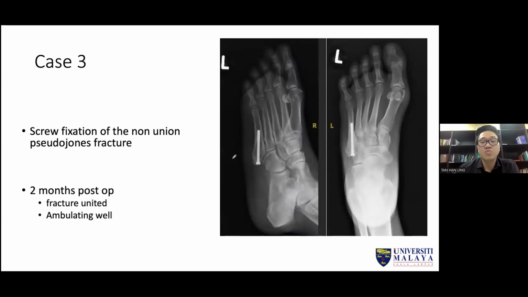This is the X-ray that's 2 months post-operatively. We can see the fracture is well united. The patient was ambulating well to her pre-injury status. As you can see, there's no fracture line in this area.